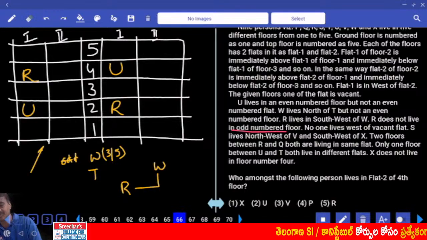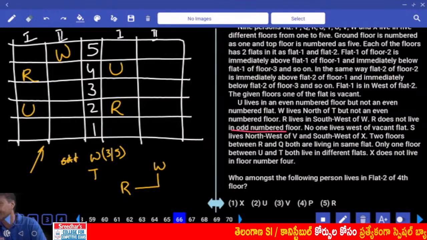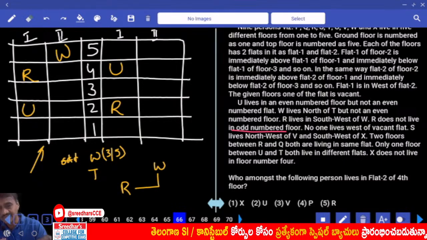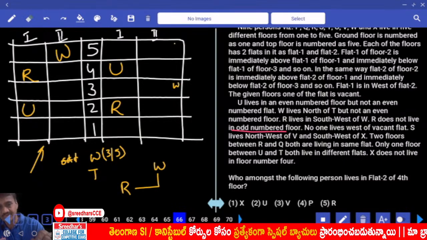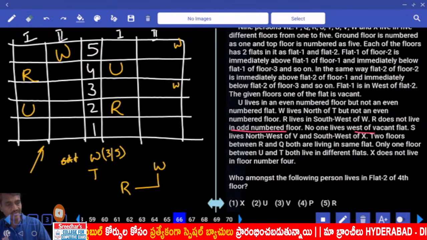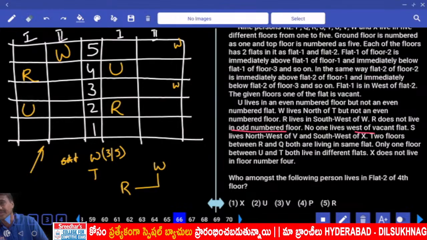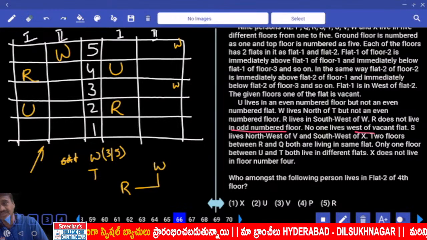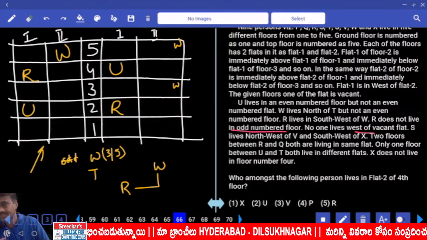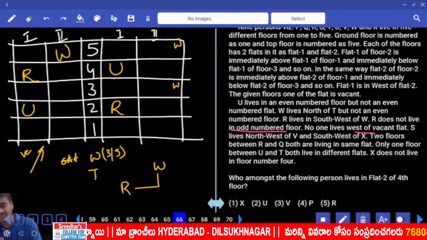Now in the first possibility, if you observe here, W must be here. Clear? That is the only possibility we have. But as W can be either 3 or 5, W can be at any one of these 2 places. Done? And no one lives to the west of a vacant flat. Where is this vacant flat? The vacant flat must be in the first flat. Clear? Vacant flat must be here.